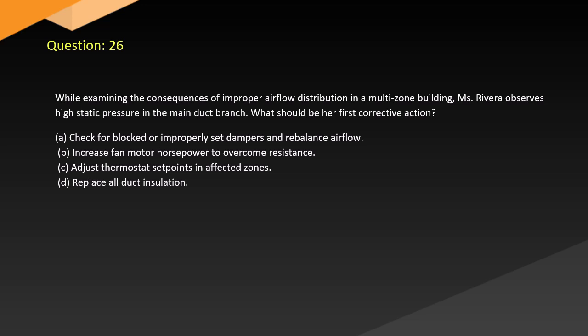Question 26. While examining the consequences of improper airflow distribution in a multi-zone building, Rivera observes high static pressure in the main duct branch. What should be her first corrective action? A. Check for blocked or improperly set dampers and rebalance airflow. B. Increase fan motor horsepower to overcome resistance. C. Adjust thermostat set points in affected zones. D. Replace all duct insulation.